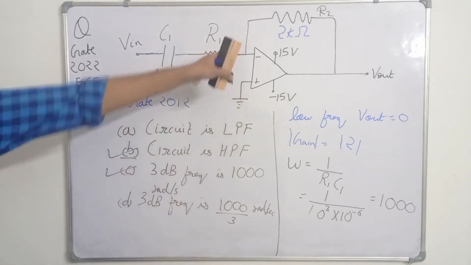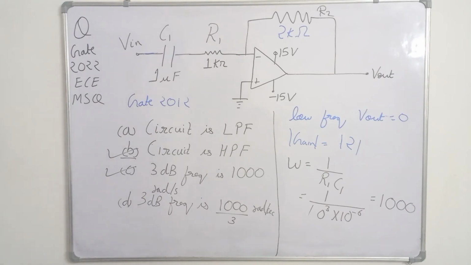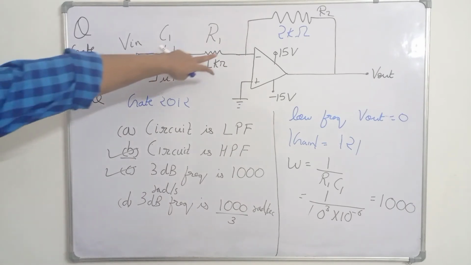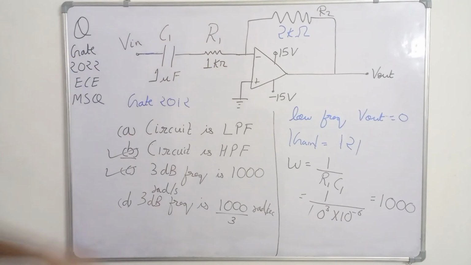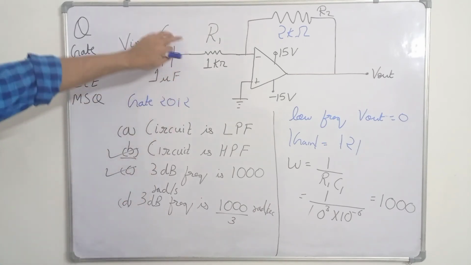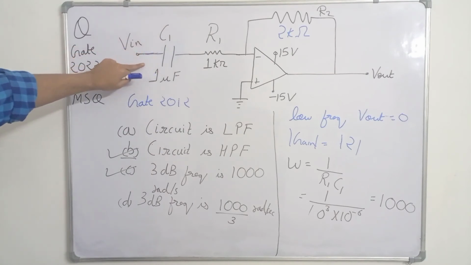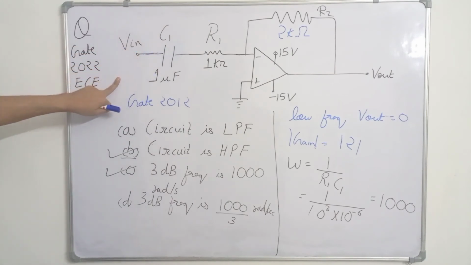So remember, this is the circuit of a practical differentiator. In the ideal differentiator, R1 is equal to 0. So this is a practical differentiator, and a practical differentiator always works like a high pass filter. And we have also proved that this is a high pass filter. For proving that, just for low frequency, assume that the capacitor is replaced by an open circuit, and for high frequency, replace the capacitor by a short circuit.